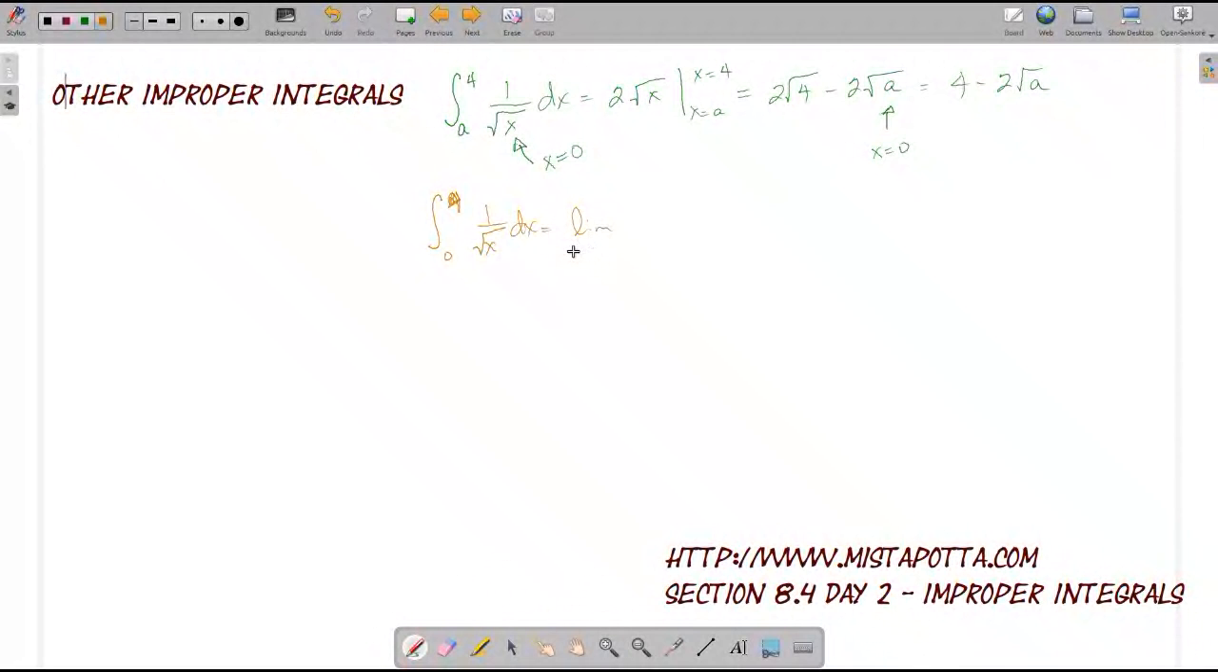The limit as b goes towards 0 of the integral from b to 4 of 1 over radical x dx. Well, we just solved this. We found that this was equal to 4 minus 2 times the square root of my limit variable. And if I'm taking a look at the limit as b approaches 0, this ends up just being 4.